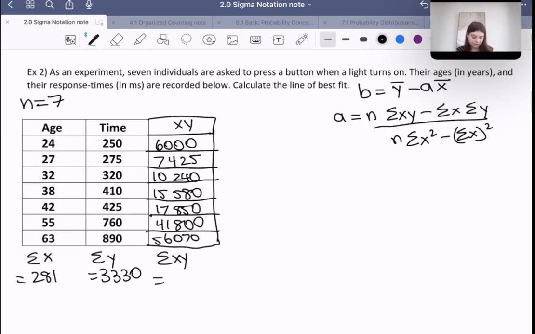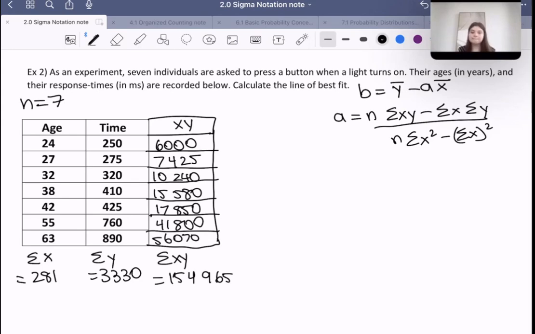Okay, so let's add all those up. So 6,000 plus 7,425 plus 10,240 plus 15,580 plus 17,850 plus 41,800 plus 56,070. All right, so that gives us 154,965. So there we go.